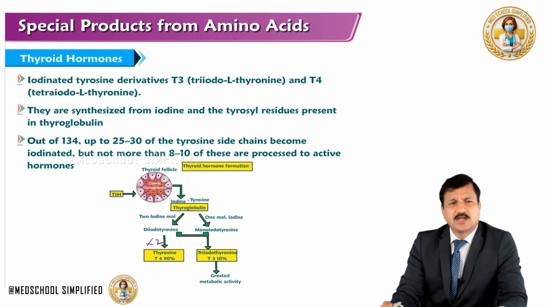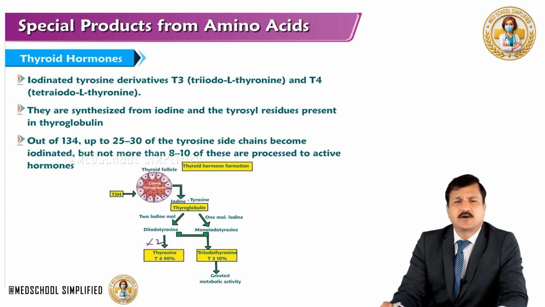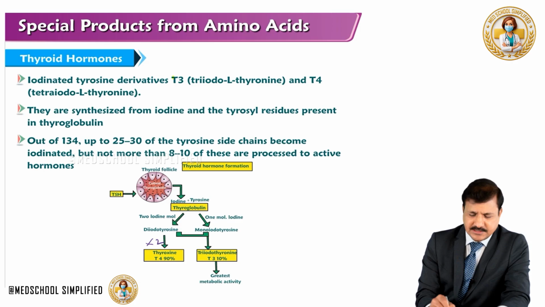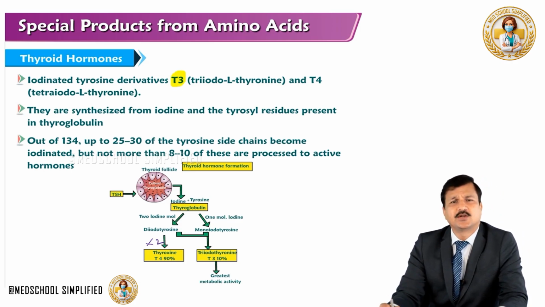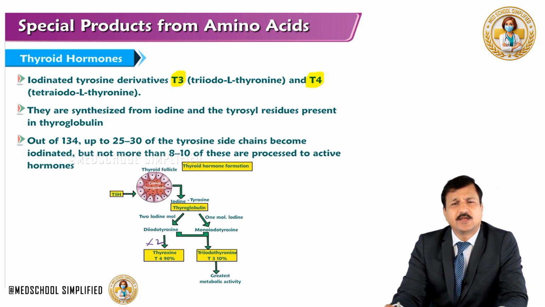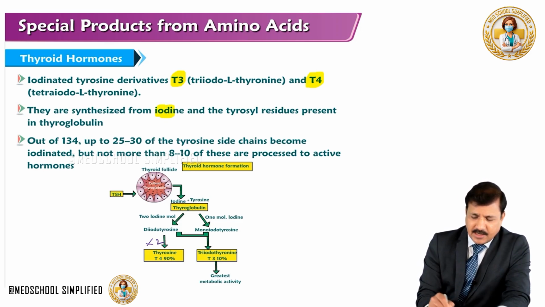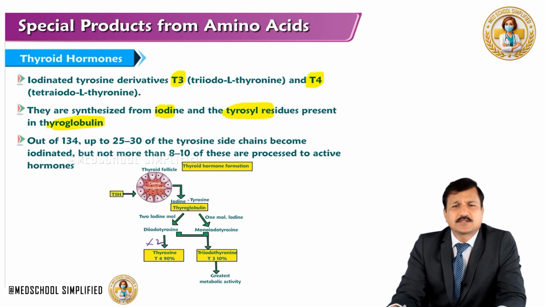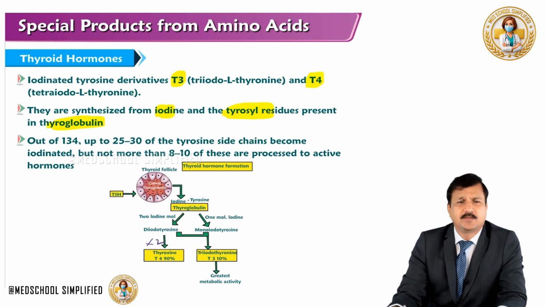Coming to thyroid hormones, which are derivatives of the amino acid tyrosine. So iodinated tyrosine derivatives, that is T3, which is referred to as triiodothyronine, and T4, which is referred to as tetraiodothyronine, are the derivatives of tyrosine. And these thyroid hormones are synthesized from iodine, which is added onto tyrosyl residues present over thyroglobulin. Basically, it is the iodination of tyrosine amino acids in a thyroglobulin molecule.